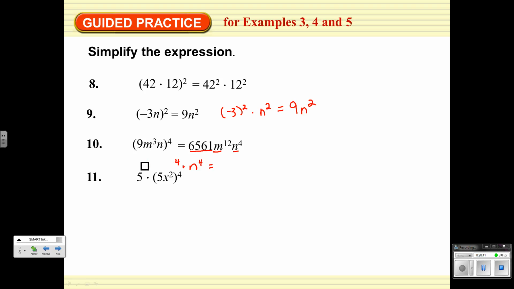Okay, this last example, I know that some of you are going to want to do the 5 times 5 first, but we have to do exponents first. So just like order of operations, we have to do exponents in parentheses. So the first thing I'm going to do is distribute this. I'm going to let you make sure you do that part first, then find your answer. So pause and find your answer.